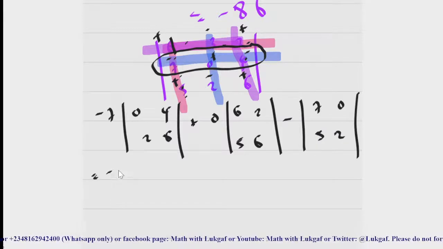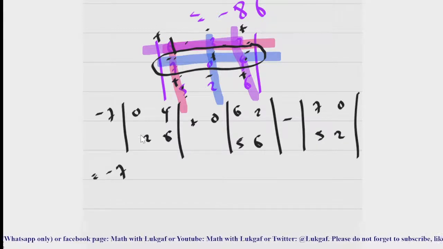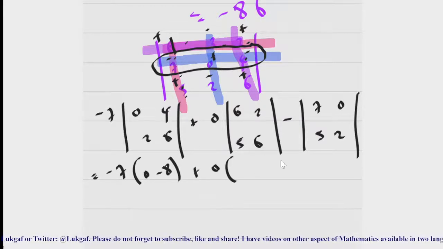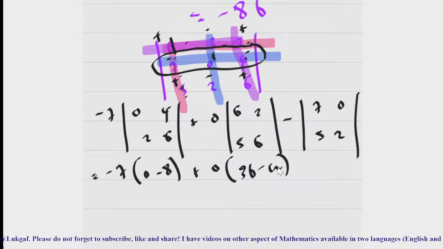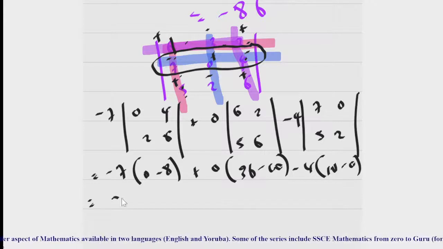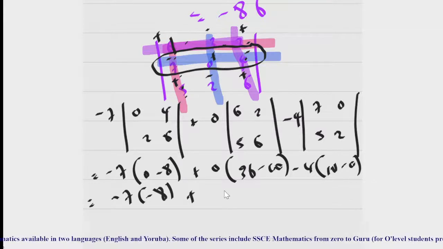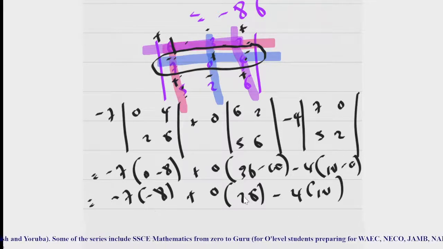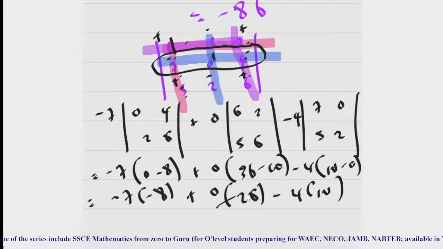Then you can now simplify it further. We know that to find the determinant of a 2 by 2 matrix, just multiply the elements along the leading diagonal minus the product of the elements along the other diagonal. So this is going to be 0 times 6, 0 minus 8, plus 0 into 36 minus 10, minus, oh, we didn't put it here. I think 4 should be here. So minus 4 into 10 minus 0. So then I'm going to have minus 7 into minus 8, plus 0 into 26, minus 4 into 10. You see that this one will cancel, it will be 0.